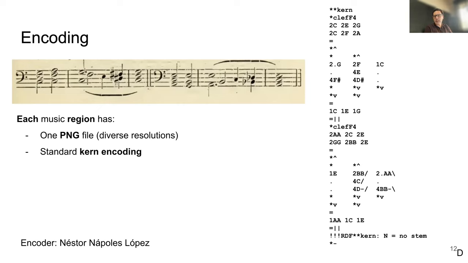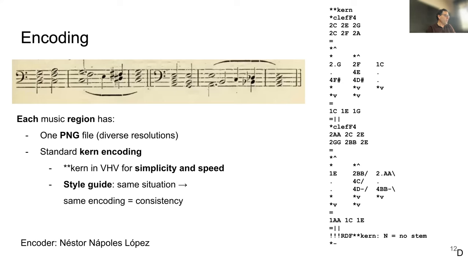We have done a standard kern encoding, and we have used kern because it's in the Verovio Humdrum Viewer, because it's very easy to do by hand, and it's relatively fast. We have created a kind of style guide in order to be consistent with encoding, and we thought that this is important, this being an OMR dataset, for letting the systems that have to use it have the same encoding for the same situation. We wanted to be consistent. This has been something very important for us.